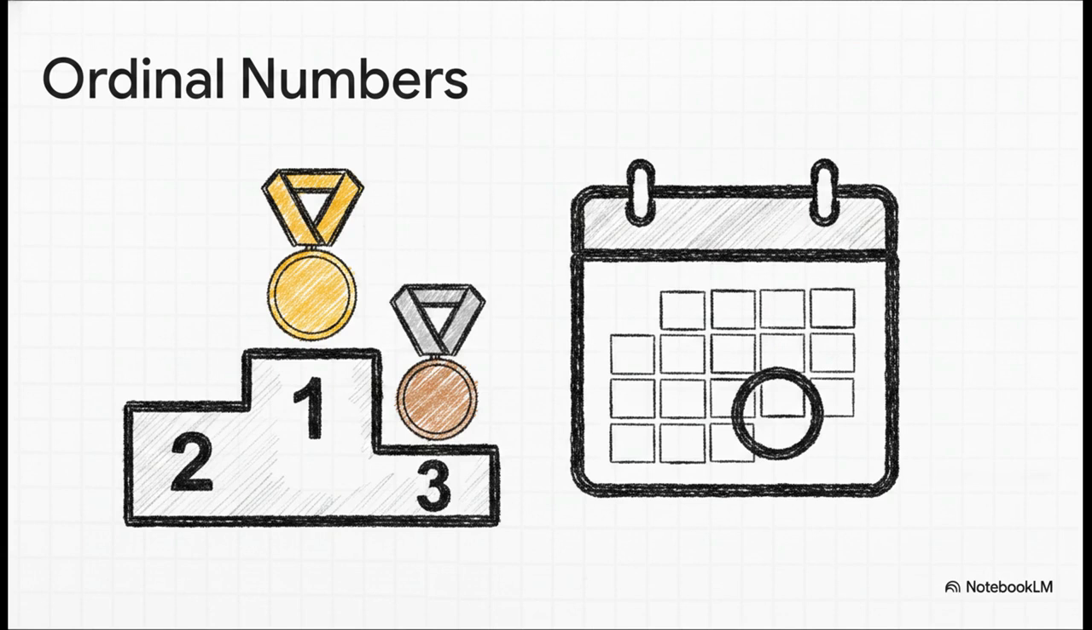You'll notice the first has an ST at the end, the second gets an ND, the third has an RD, and most of the rest, like fourth, just end in TH. And this pattern just keeps repeating. That's exactly why 21 is 21st and 31 is 31st. You've got to use these if you want to sound natural when you're talking about dates.